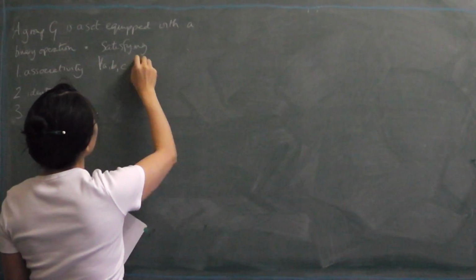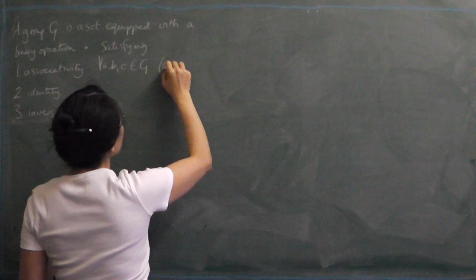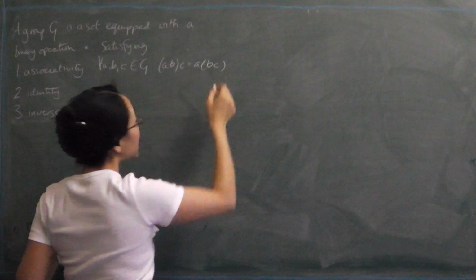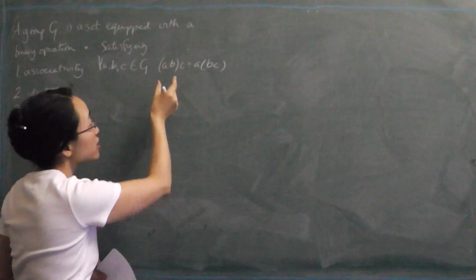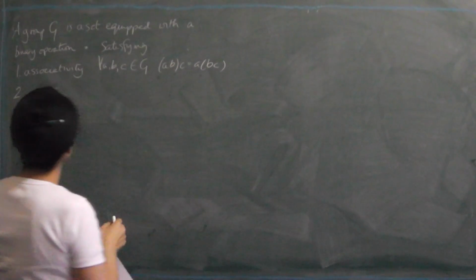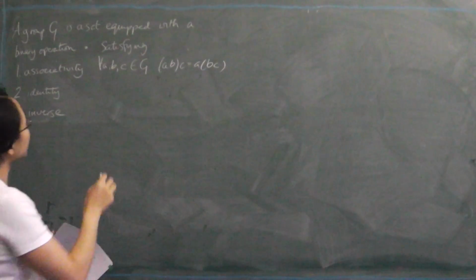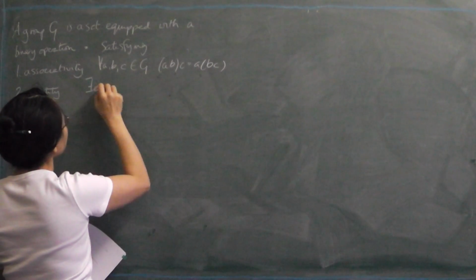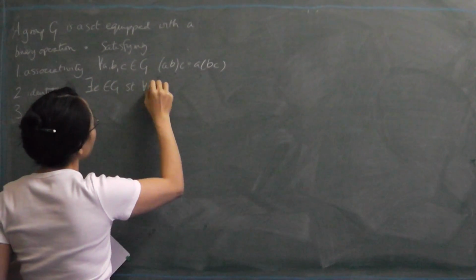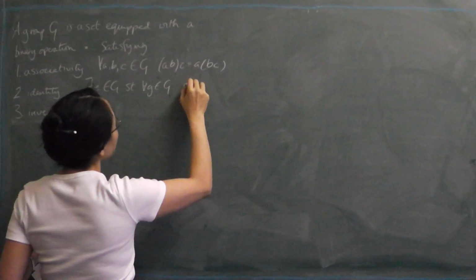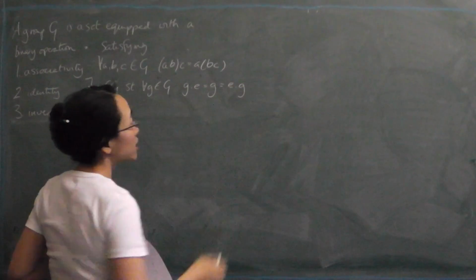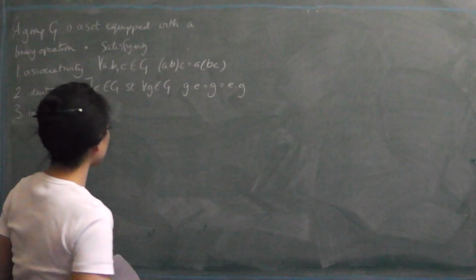Associativity says for all a, b and c in the group, (ab)c has to equal a(bc), and remember it's called associativity because we've associated these two elements together and then we've associated those two elements together. The identity says that there exists an element e in the group such that for all elements g in the group, g times e equals g and is the same as e times g.